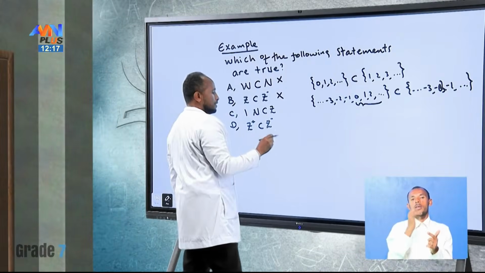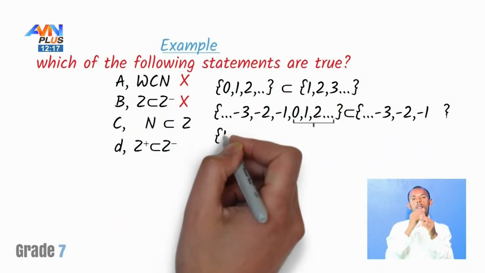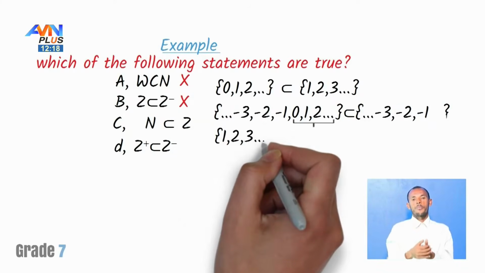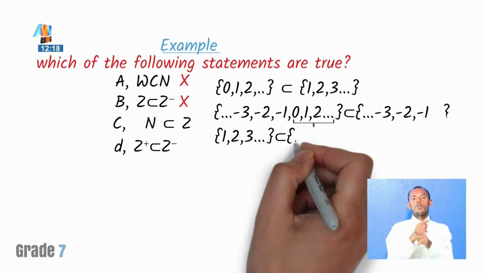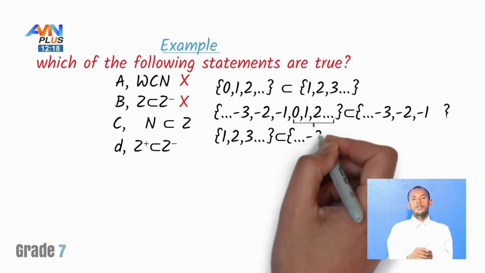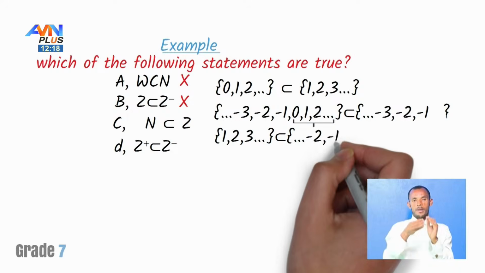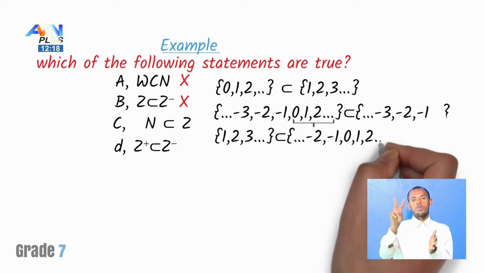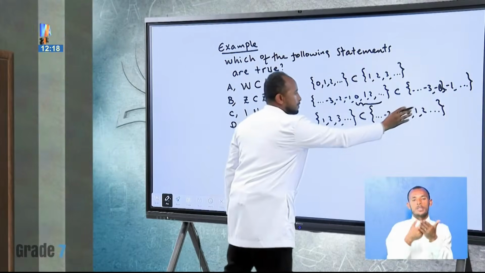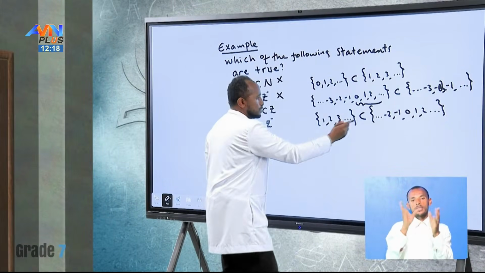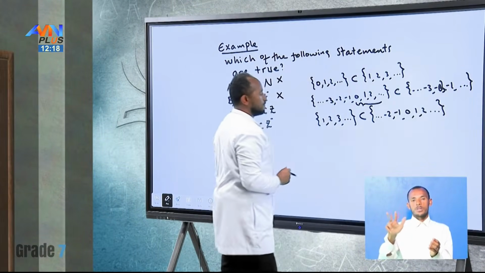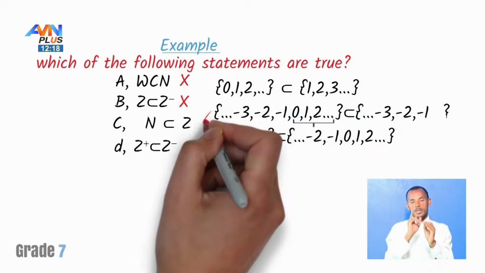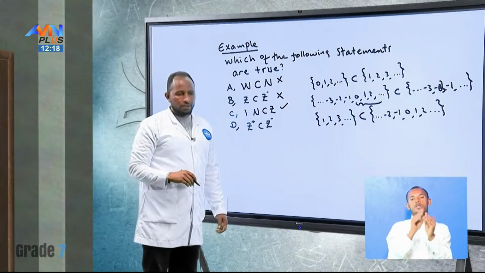Let's see this one. Natural number, 1, 2, 3, and so on, is a proper subset of integer. Integers contain the numbers -2, -1, 0, 1, 2, and so on. So all the elements of the first set are found in the second set. 1, 2, 3, and so on are found in the second set. Therefore, natural number is a proper subset of integer.